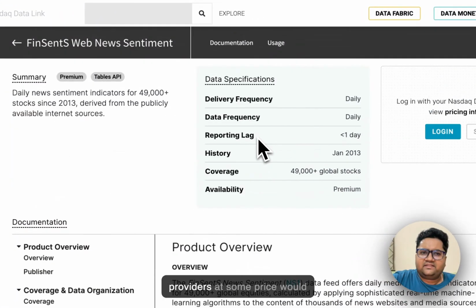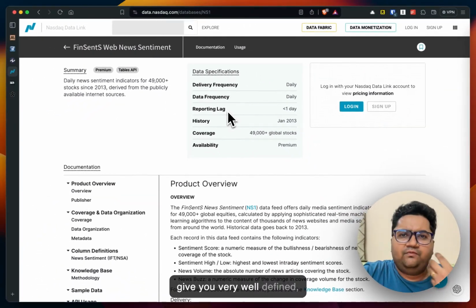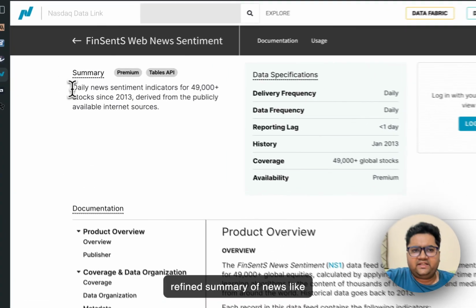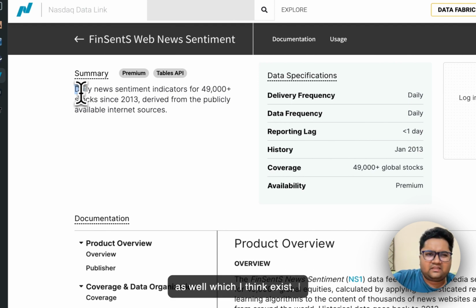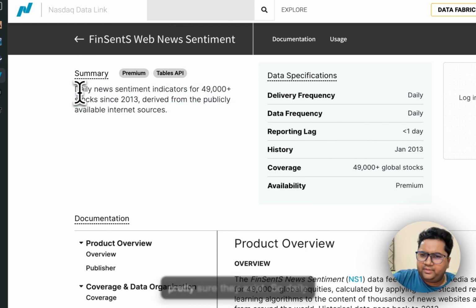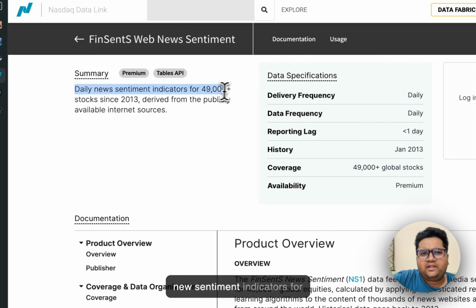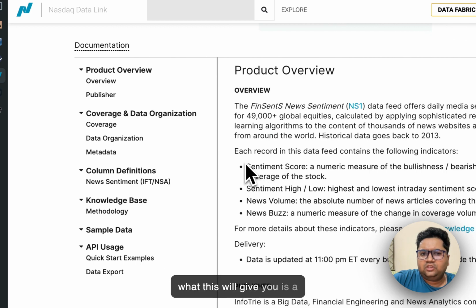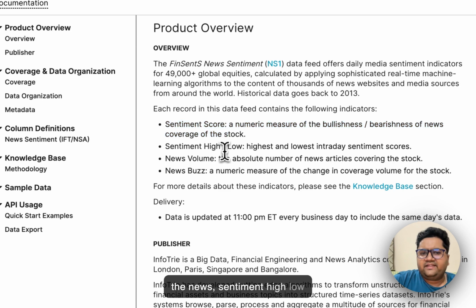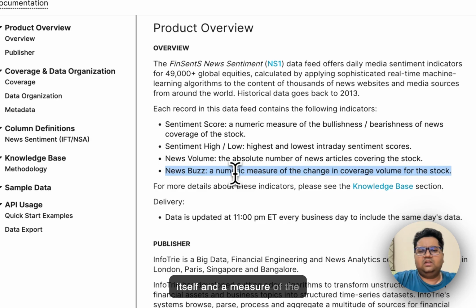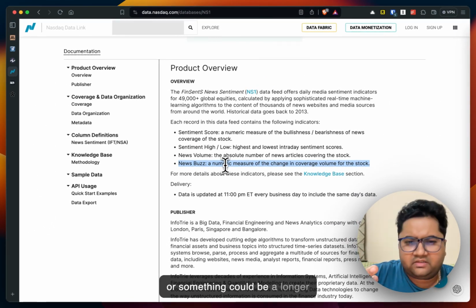A lot of providers, at some price, would give you a very well defined, refined summary of news, like daily. This one is from Nasdaq Data Link. There are Indian providers as well which I think exist. I couldn't find one right now, but I'm pretty sure they exist. So: daily news sentiment indicators for 49,000 plus stocks since 2013. What this will give you is a numeric score of the bullishness or bearishness of the news, sentiment high or low, the volume of the news itself, and a measure of the change in coverage, like something could be a fad or something could be a longer trend picking up.